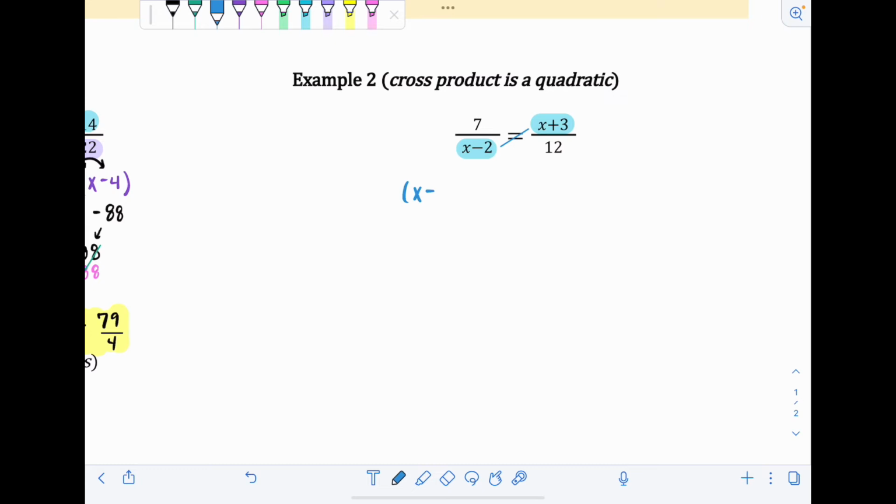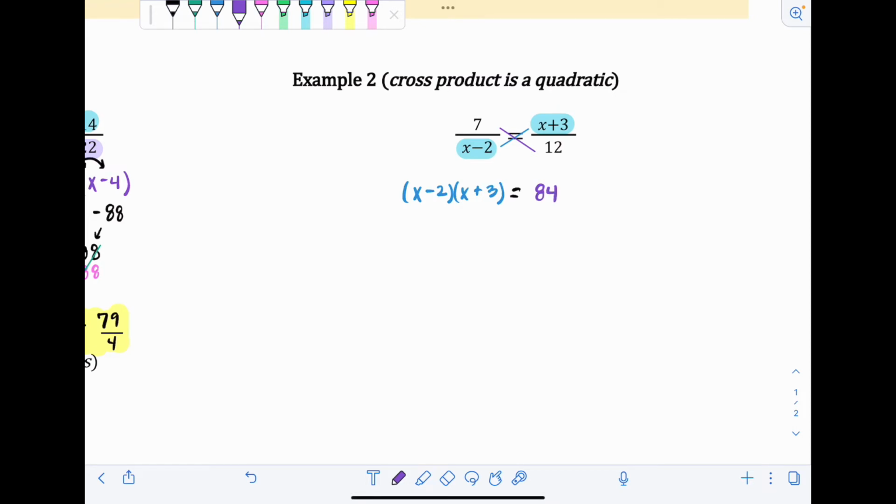So x minus 2 times x plus 3. And then the other cross product is 7 times 12. So 84.